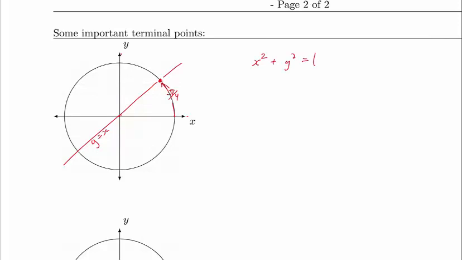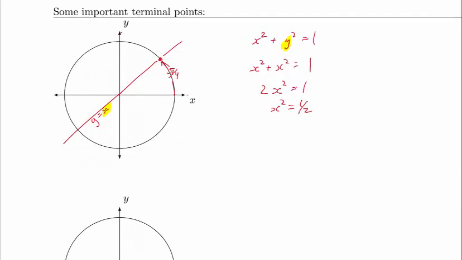We have x squared plus y squared equals 1. But what does y equal? Well, y equals x. So this becomes x squared plus x squared equals 1. And now we're just solving for x. Right, divide by 2. And now we take the square root of both sides, and we get x equals 1 divided by the square root of 2.